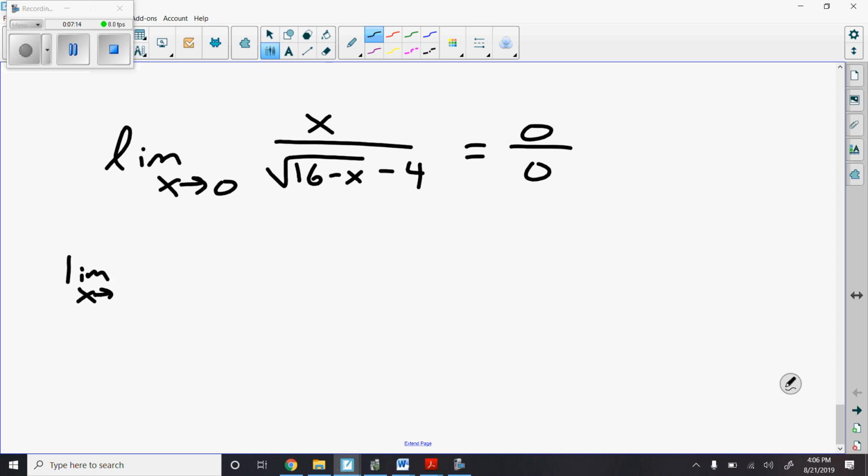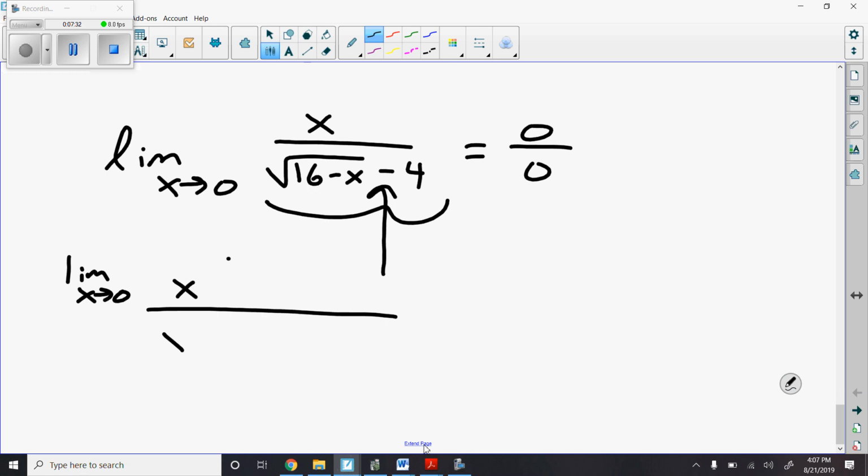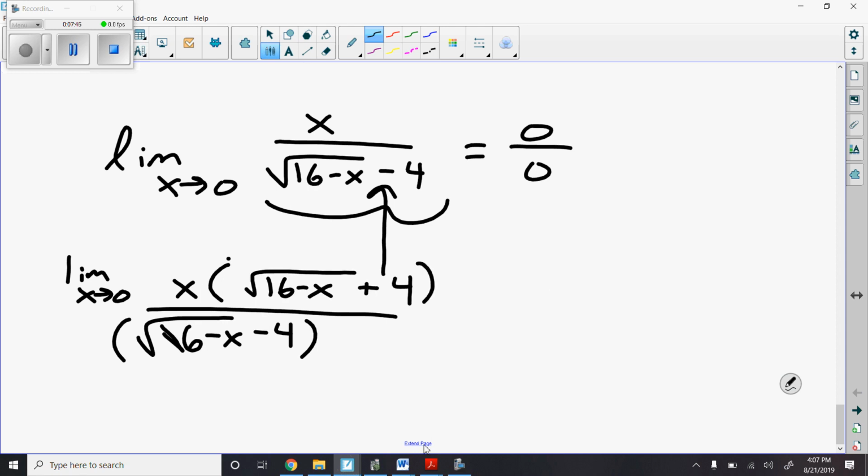We can solve this limit by multiplying by the conjugate. The conjugate is this term, but I just alternate that sign right there. Not the one that's inside of the radical, but the one that's between the radical and the constant. So I'm going to multiply both the top and bottom by the conjugate, root 16 minus x plus 4.